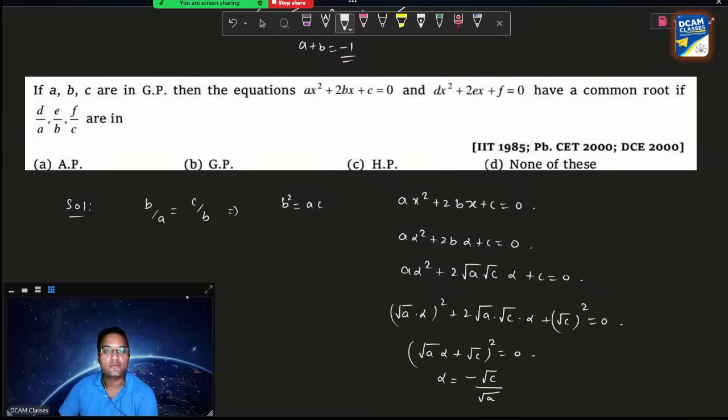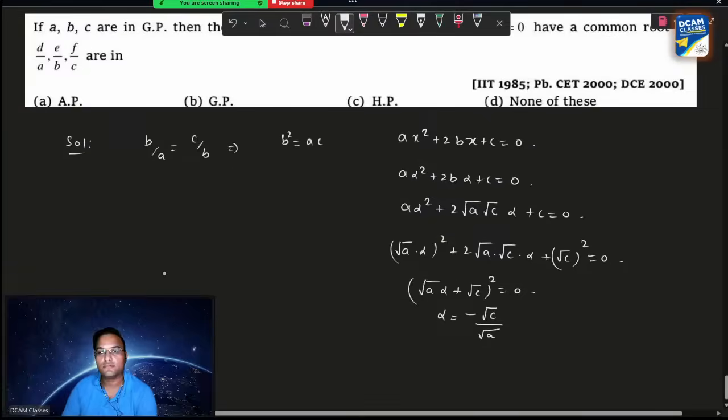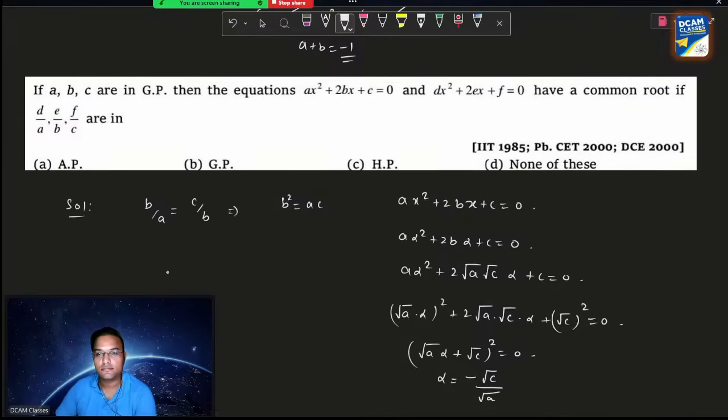Achha, you were trying to solve using that. Did you put the value b square is equal to AC? Yes.